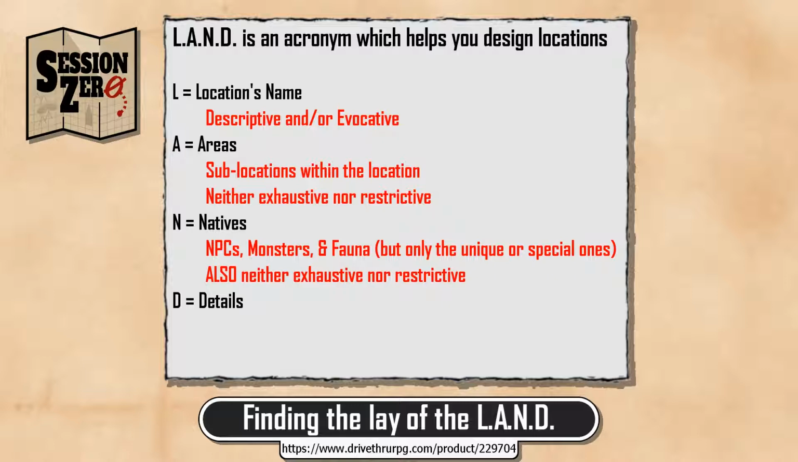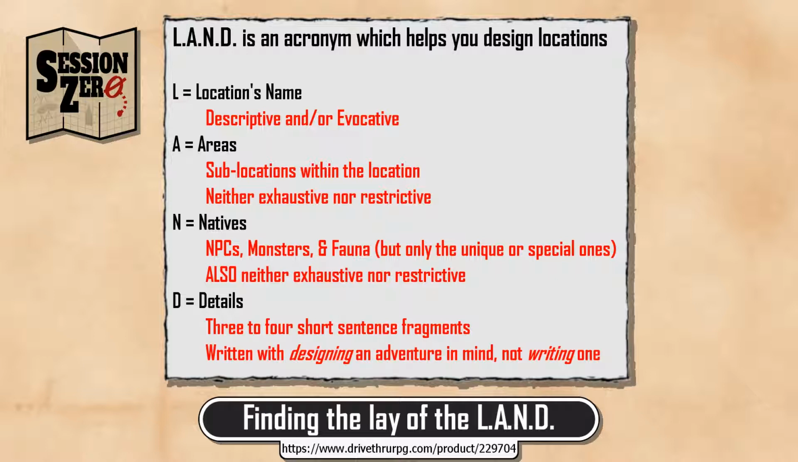In my 2017 publication, the D stood for descriptions, but I've come to like using 3 or 4 short sentence fragments to help me remember the important details of the location. Remember, this was written with designing an adventure in mind, not writing one. Written descriptions will be much longer than these short details. So let's go right into an example.